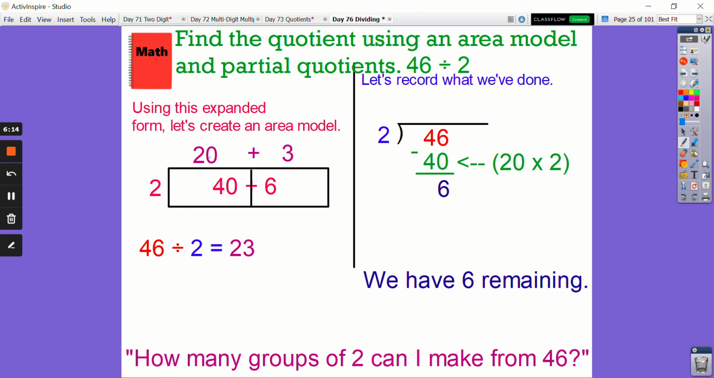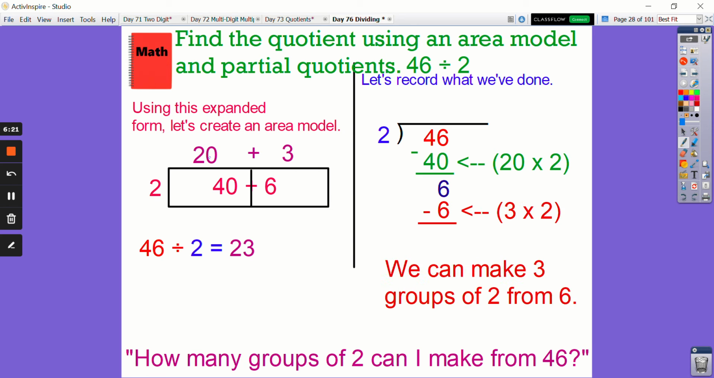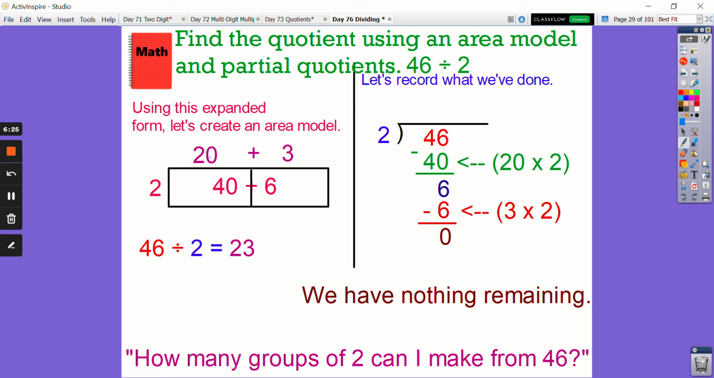And we know we can pull 2 times 3. We can pull 3 groups of 2 out of 6. So that's 3 times 2 is 6. Now we're down to nothing remaining. So when we look at this, we pulled out 20, then we pulled out 3 more with nothing left for a total of 23. And that's what we got for our quotient over on our area model as well.